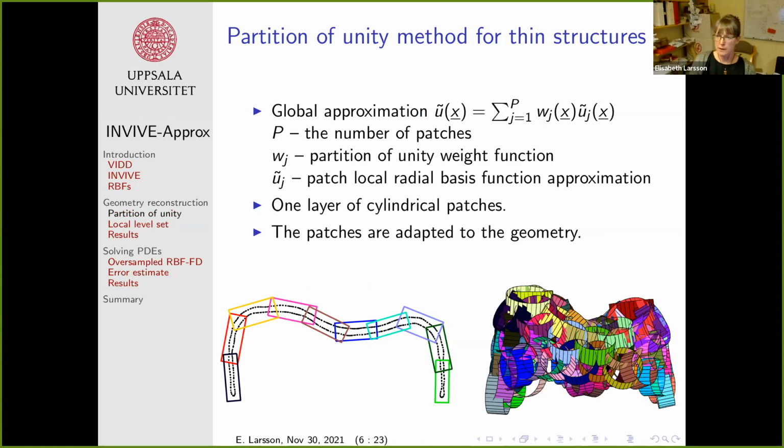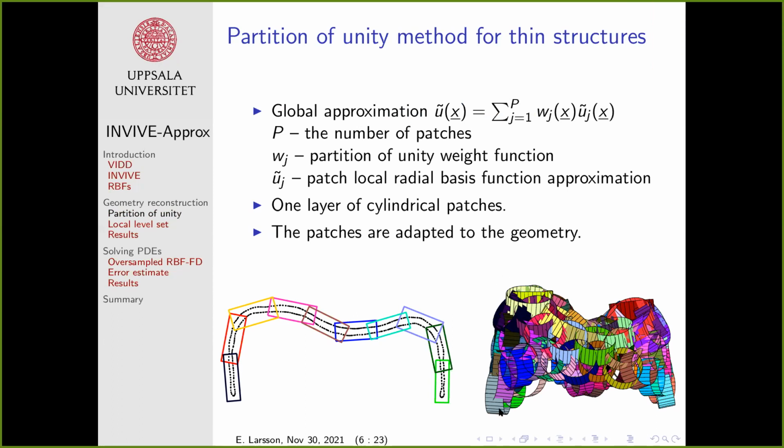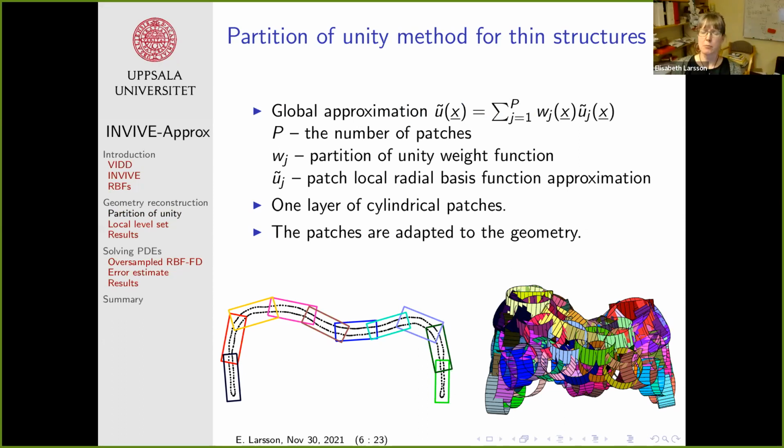And there are different types of localized methods. Of course, we use a partition of unity method that we have adapted for the thin structure that we have. So in partition of unity approximation, your global approximation is built from a sum of local approximations on patches. So down here you see cylindrical patches that cover the diaphragm. So we have an RBF approximation in each cylinder, and then we add them together with partition of unity weight functions to get a global solution.